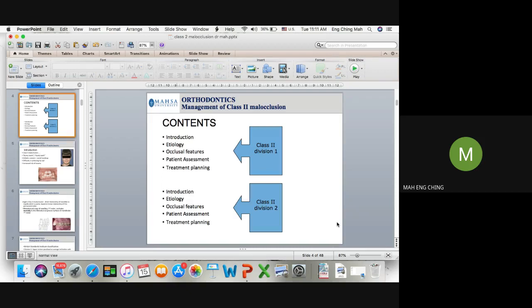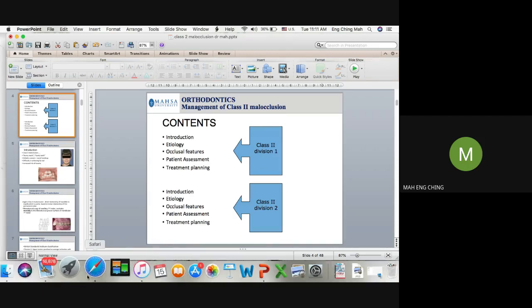Very good. So how are you going to assess the patient? This one is based on the externals. You assess the patient's skeletal, then internal. You look at the dental, soft tissue, everything. Okay, then we come to the treatment planning.